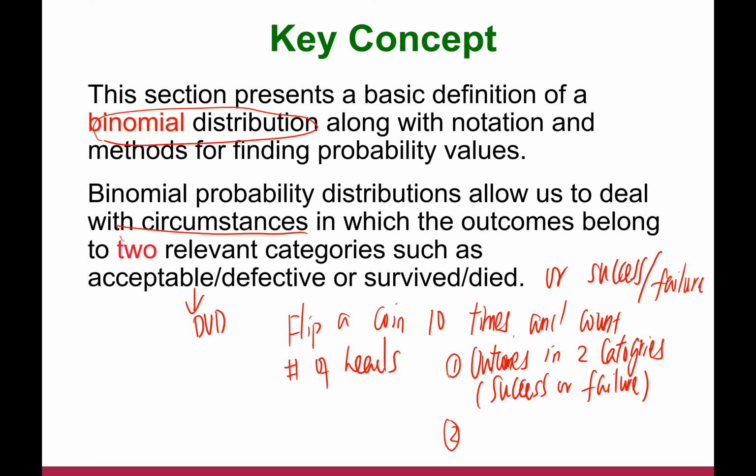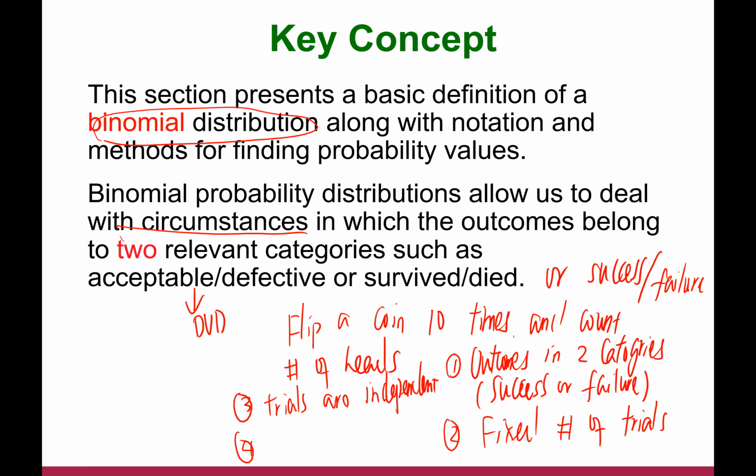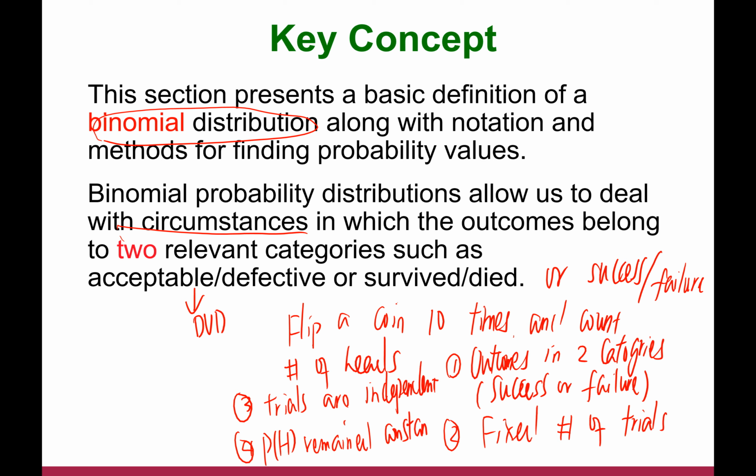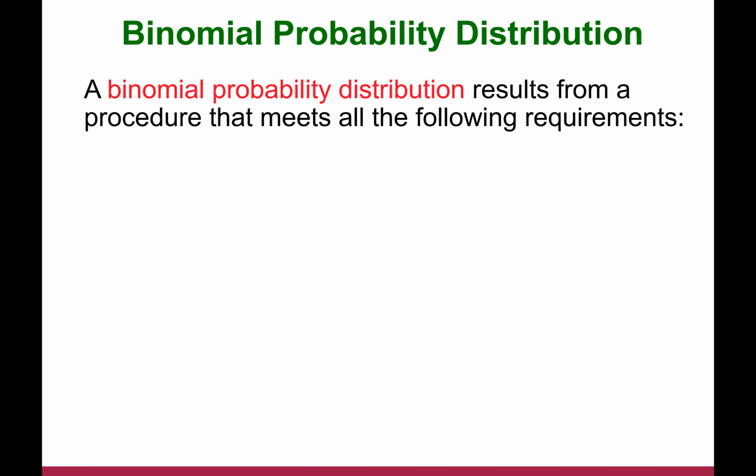Second one, we have 10 trials. We have a fixed number of trials here. Third one, trials are independent, meaning every time you flip a coin, the outcome is not guaranteed. The outcome is random. Also, the last condition is that the probability of success, the probability of head, remains constant throughout all trials. Probability of head remains the same. So basically those are the four basic requirements for the binomial probability distribution.